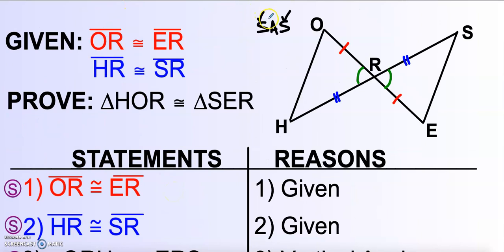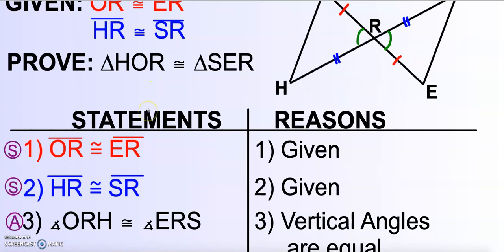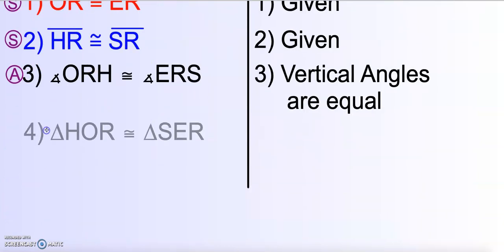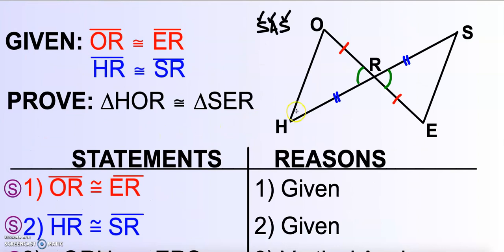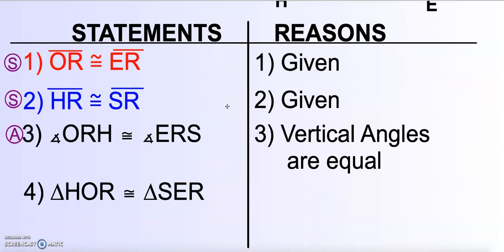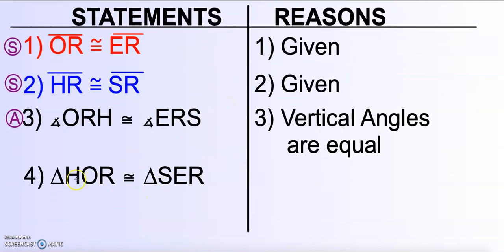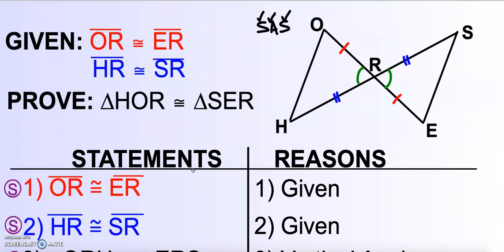name my congruent triangles. And so what I can say is triangle HOR is congruent to triangle SER. HOR is congruent to SER. And again, just like when we did similarity proofs, order is important. We need to match up corresponding parts. And the reason why these 2 triangles are congruent is by side angle side.